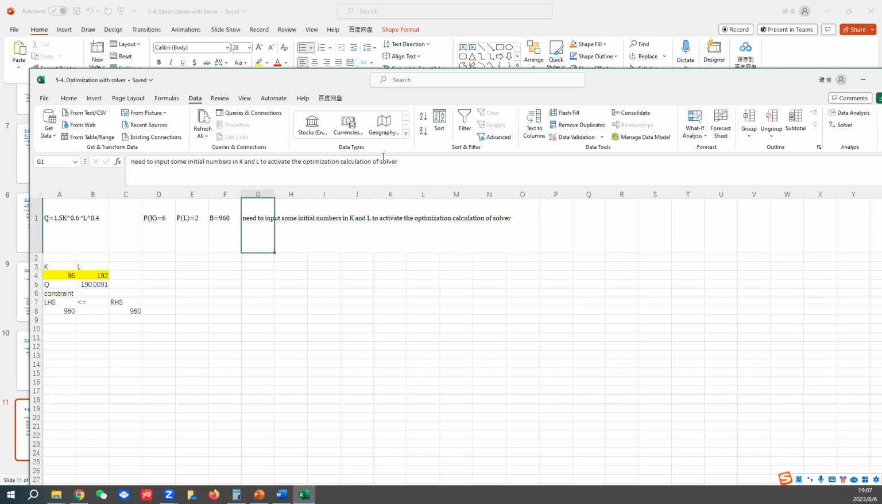Due to the complicated functional form of the objective function, Solver is not that good with this kind of complicated power form. So you need to input these initial numbers.